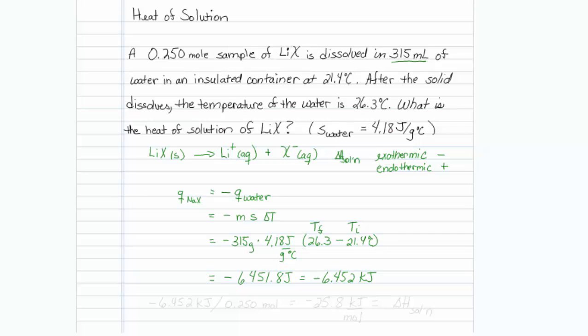So we will take our minus 6.452 kilojoules and divide it by our moles of material that we dissolved, 0.250 moles. And when we finish that math, it is minus 25.8 kilojoules per mole. And that is equal to our delta H of solution. That's not so bad.